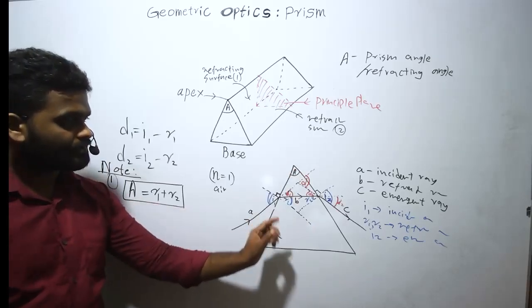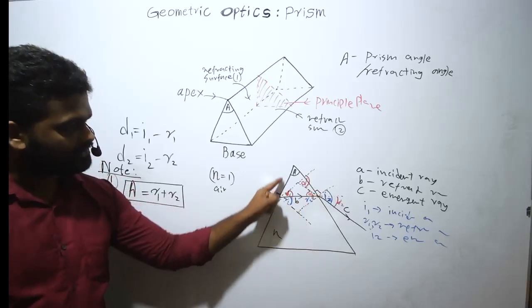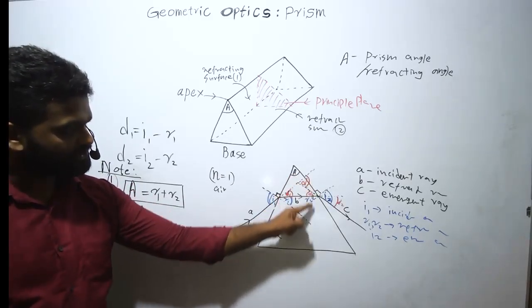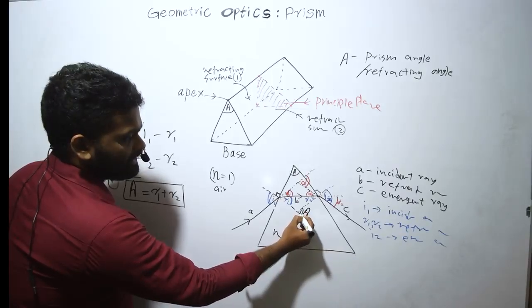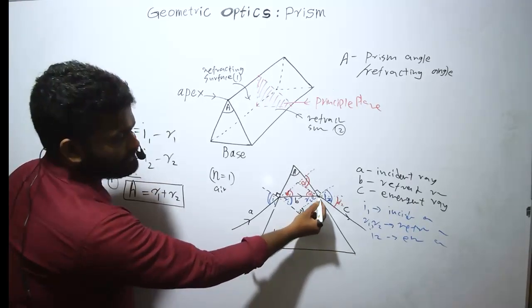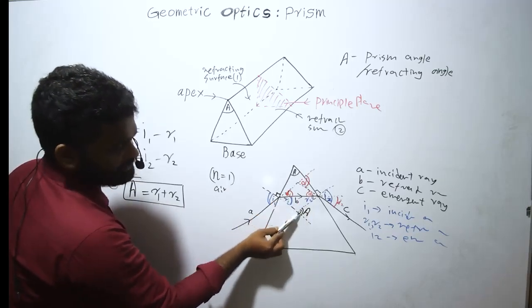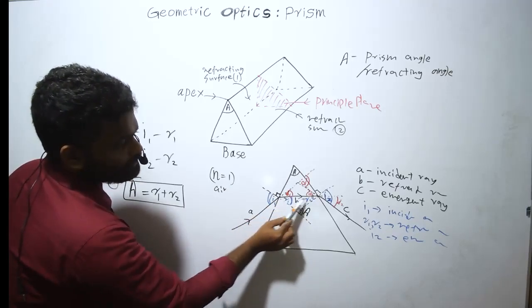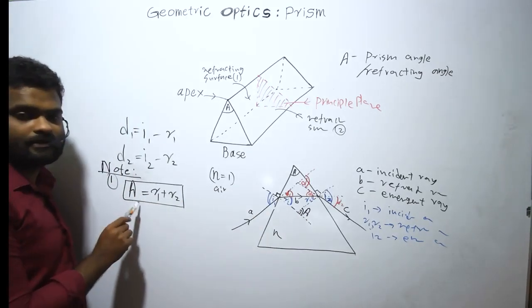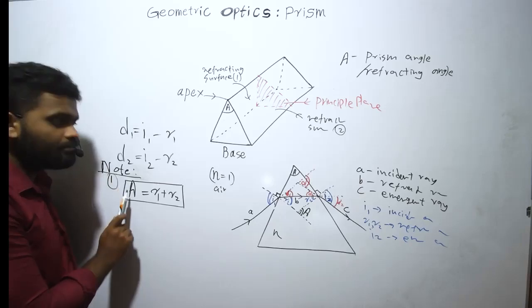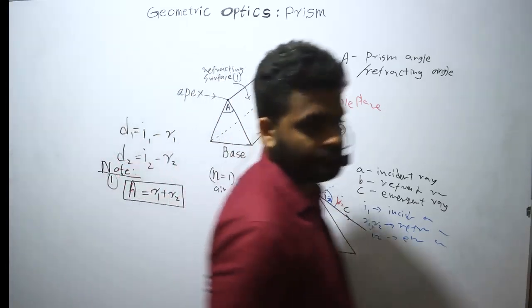You can see it here, right? According to geometry, when you consider this shape, you get that this angle should be capital A. We can prove that. When we consider this triangle, R1 plus R2 is going to be equal to capital A, right? So that is the first equation you get. Prism angle is equal to R1 plus R2. You need to remember these.